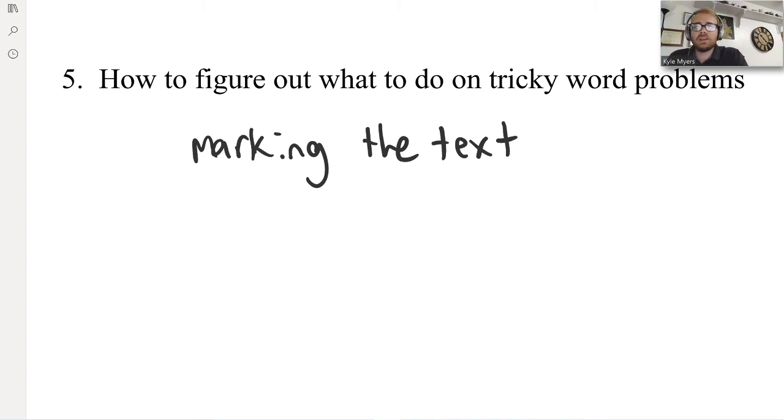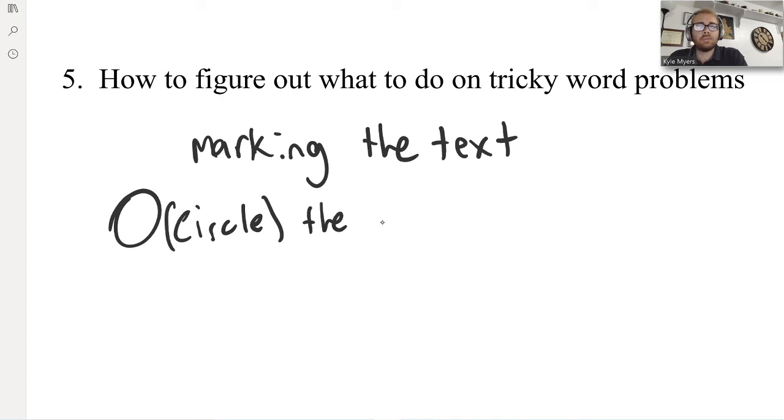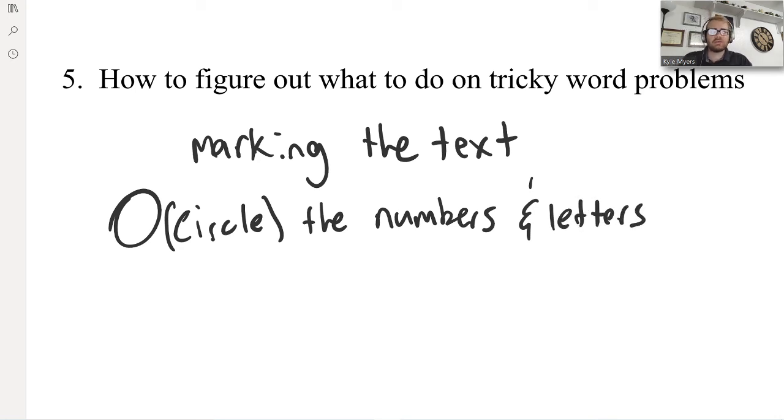All right, so all you do is you circle the numbers and letters. I don't know why I drew an M. The numbers and letters. Letters because they're basically numbers, right? Letters are variables, usually, something that you're going to solve for sometimes.